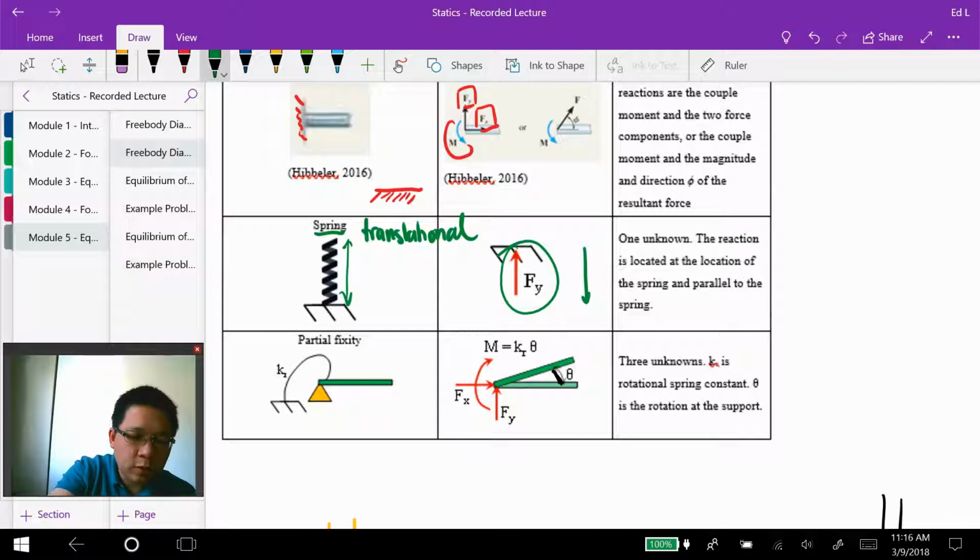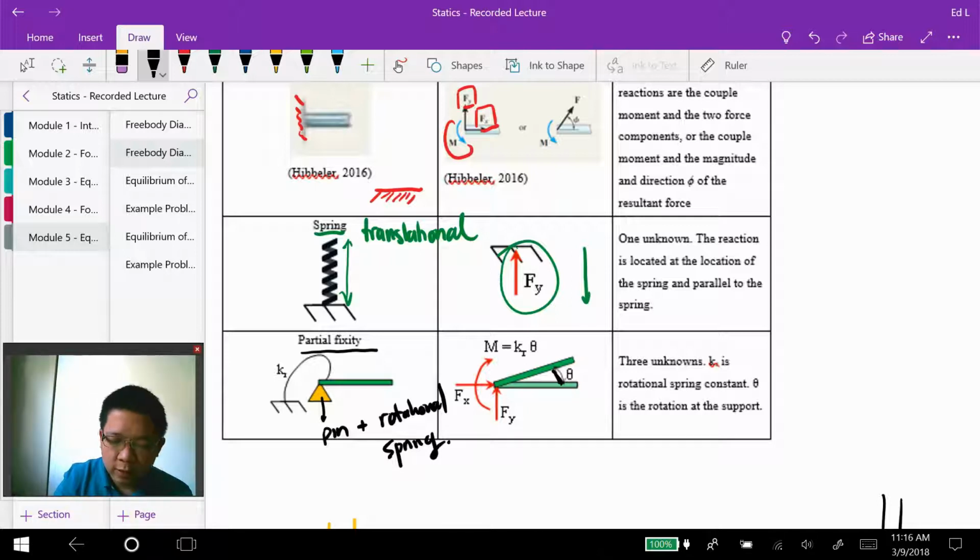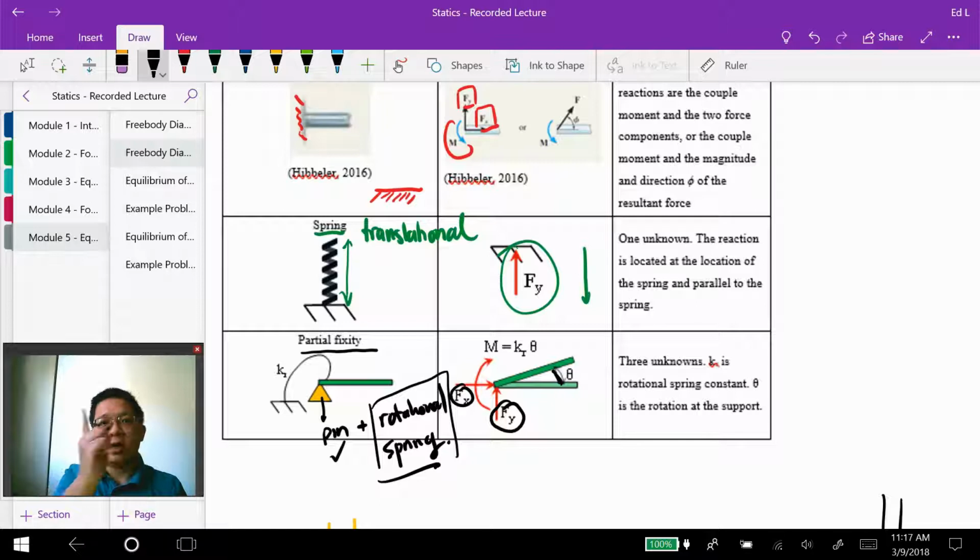The next type of support is what we call partial fixity, and this partial fixity is a combination of a pin support and a rotational spring. Since it's a combination of a pin and a rotational spring, it will have support reactions Fy and Fx in the vertical and horizontal directions due to the pin. And it also will have the capability to restrict rotational motion due to the rotational spring.